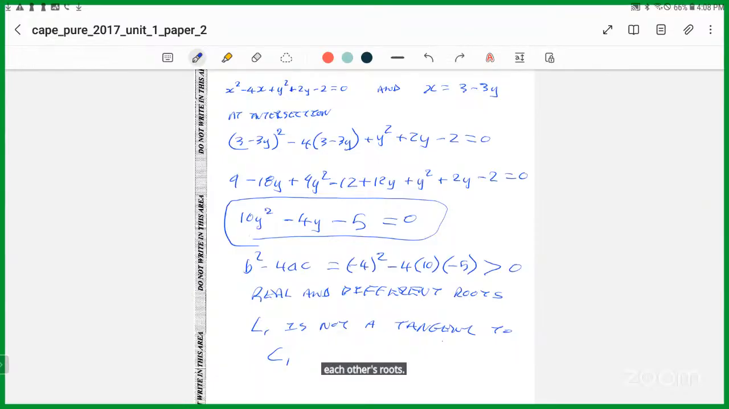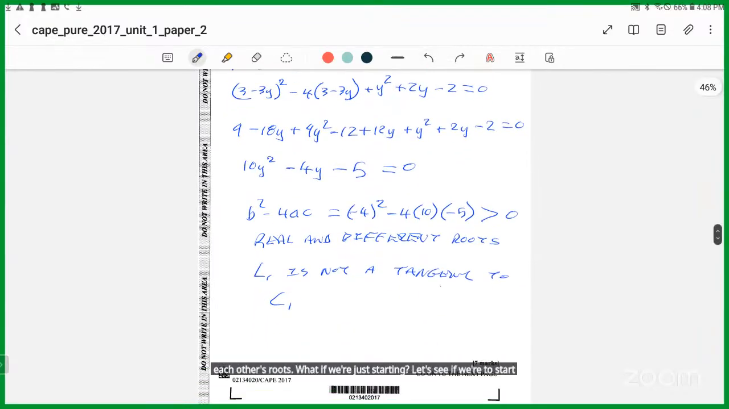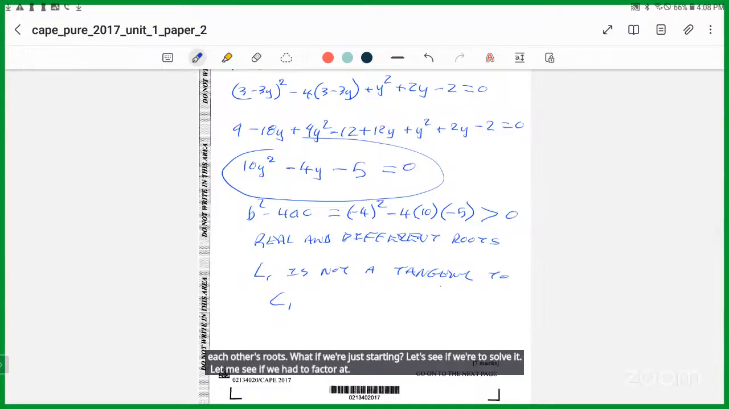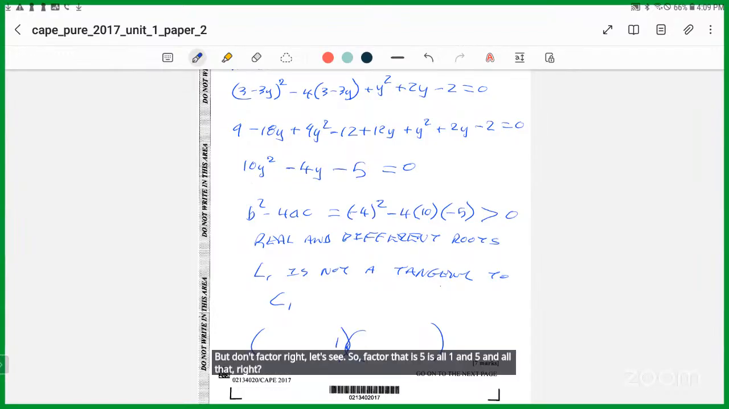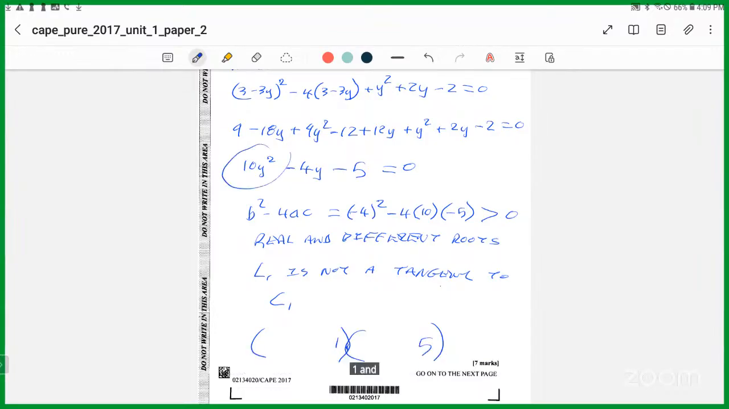What if we were to solve it though? Let's see if we were to solve it. Let me see if we can factorize. That can factorize. Let's see. Factors of 5 are 1 and 5, you know that, right? Factors of 10 can be 2 and 5.